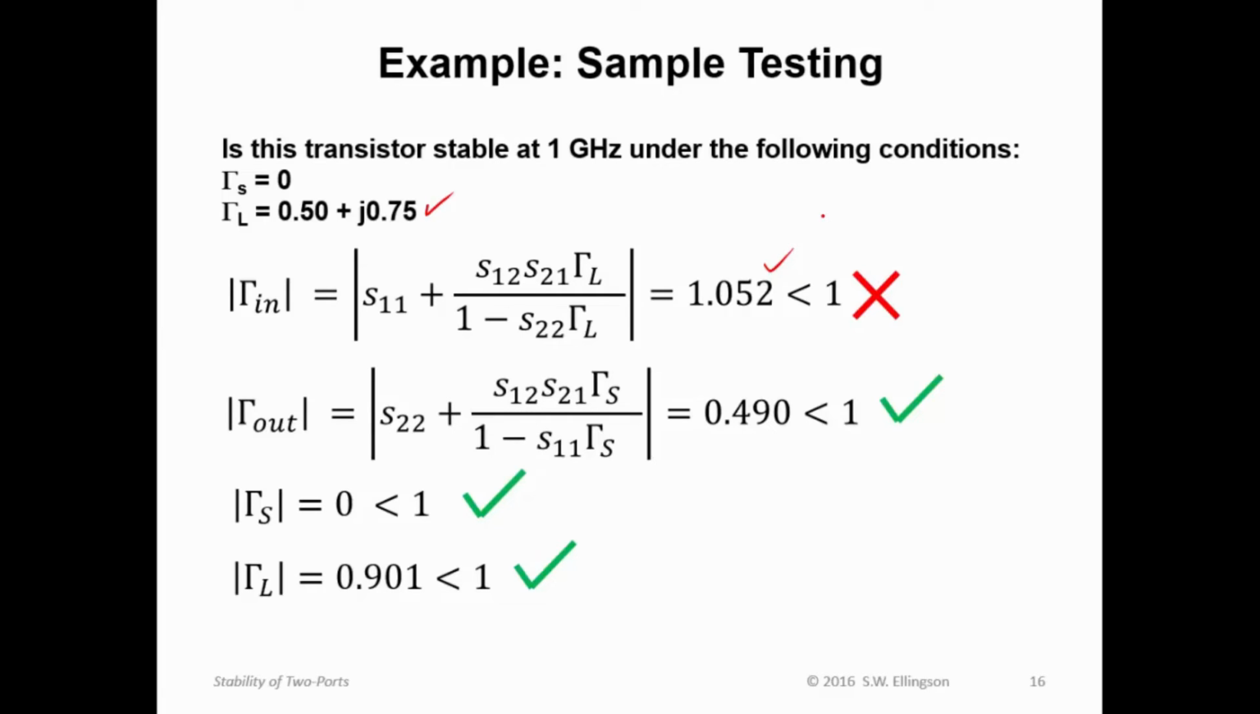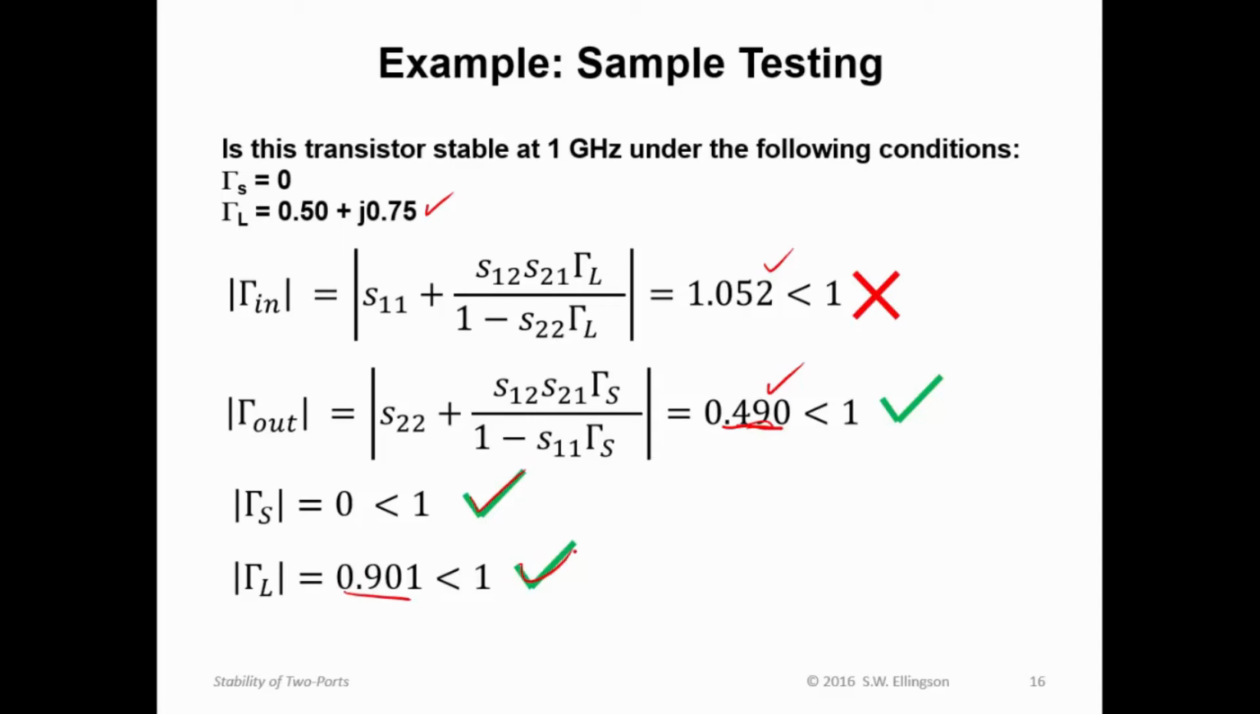Here's the embedded output reflection coefficient magnitude. It has not changed, because the S parameters of the 2-port haven't changed and the source impedance hasn't changed. So this is the same as it was in the previous problem. The source impedance is still equal to the reference impedance, so that hasn't changed. And the load impedance has changed, so we get a new magnitude here.